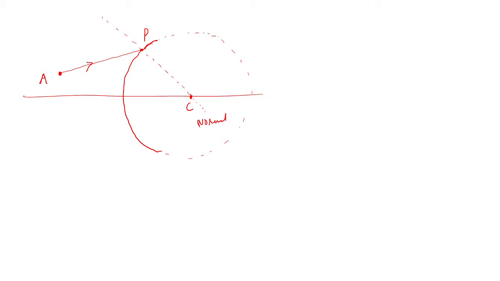So then this angle is the angle that's going to be theta 1, that is the angle of incidence with respect to the normal, right? And then let's say the ray is going to get refracted.